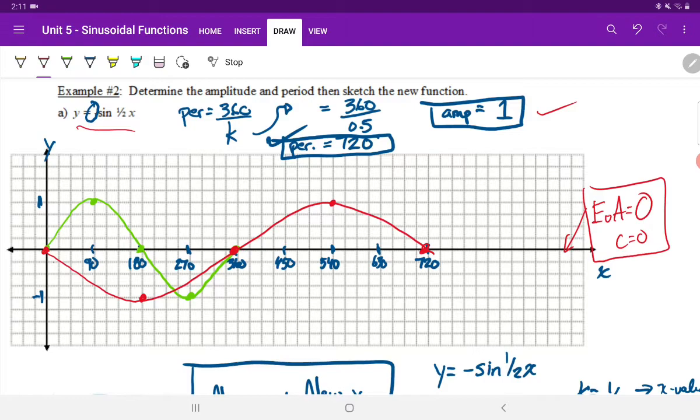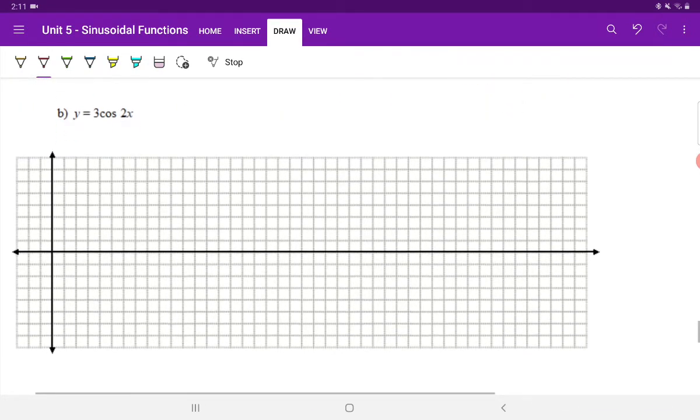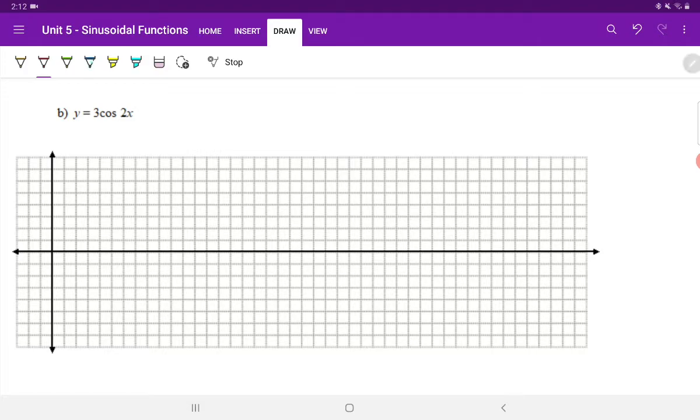That is how you draw one period of each of those functions, or of primarily this function here. Let's do one more example. Okay? Just to kind of get the hang of this here. So let's start by finding the period and the amplitude. What's our k value? K is 2 and A is 3.